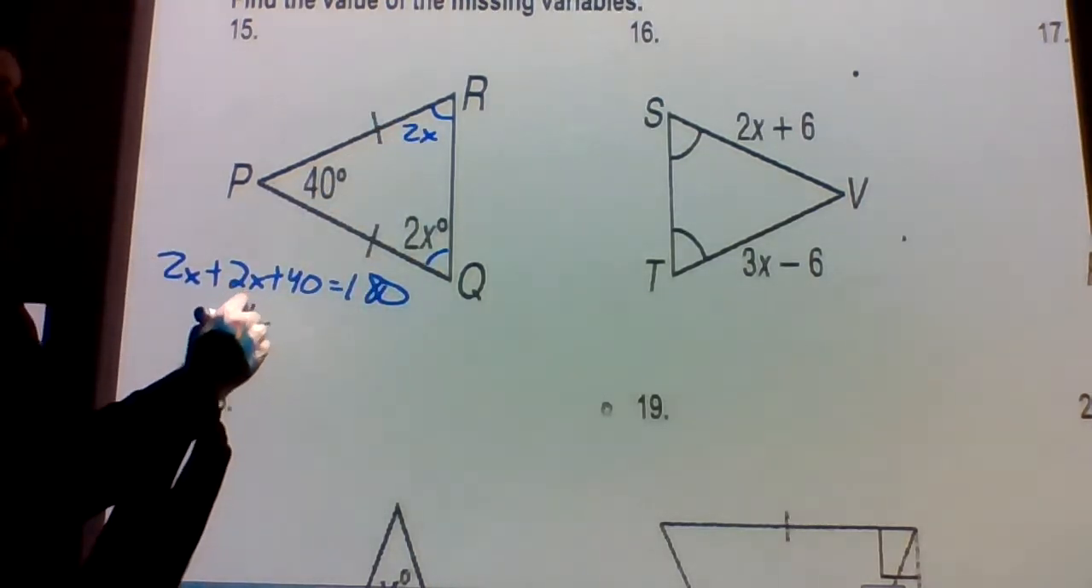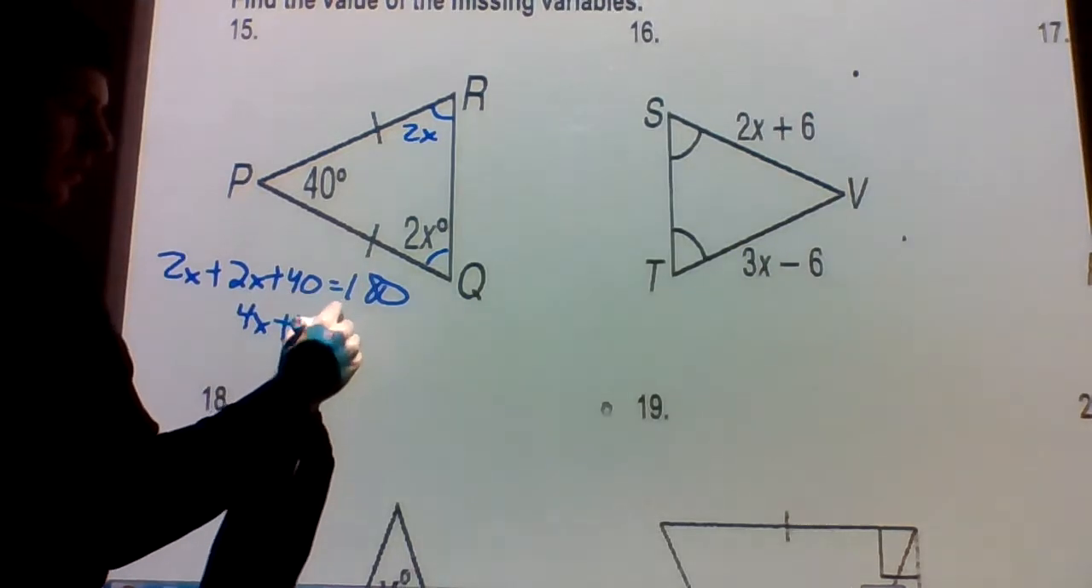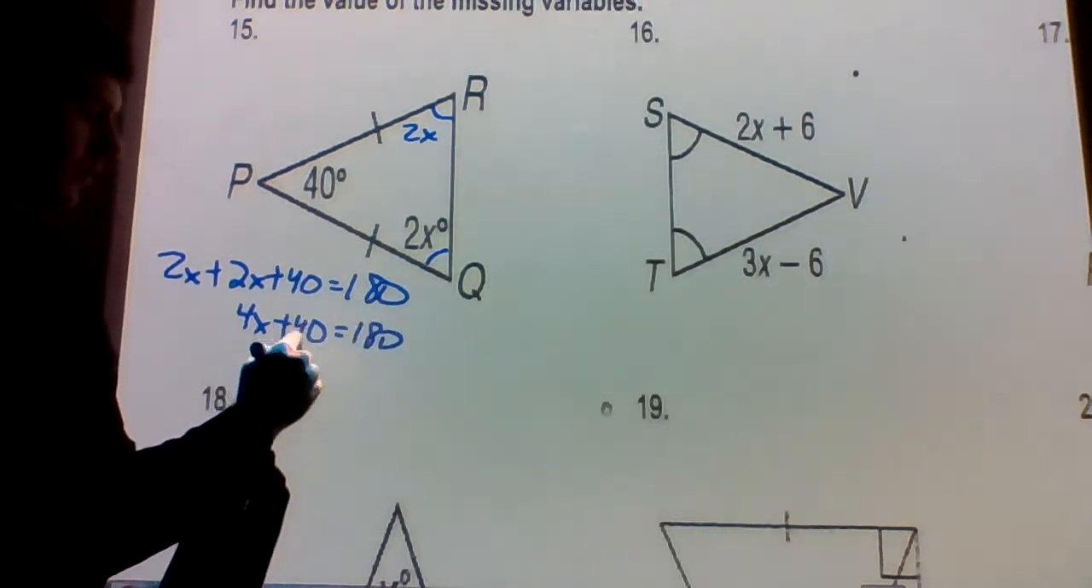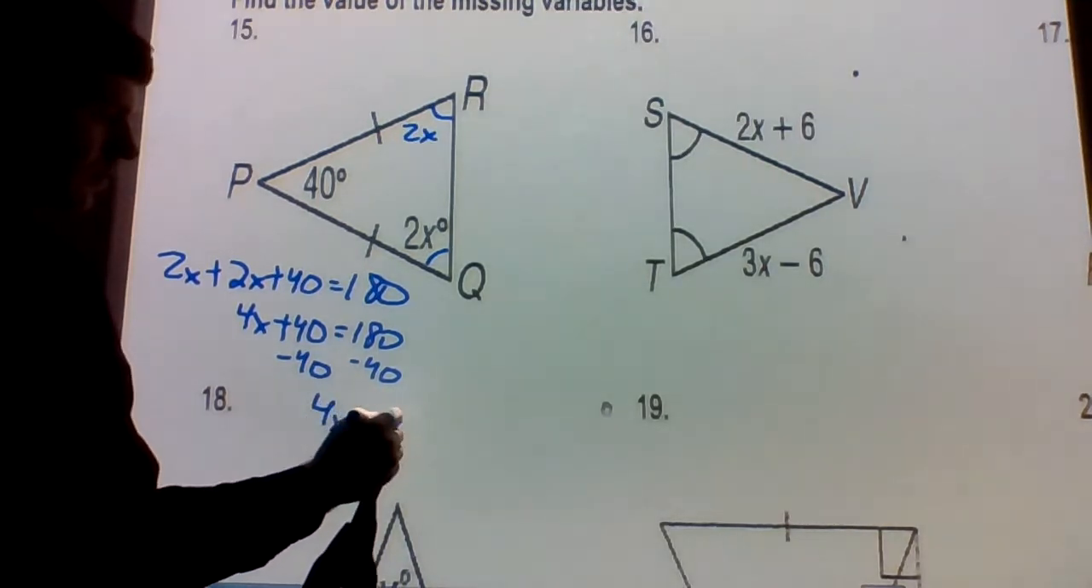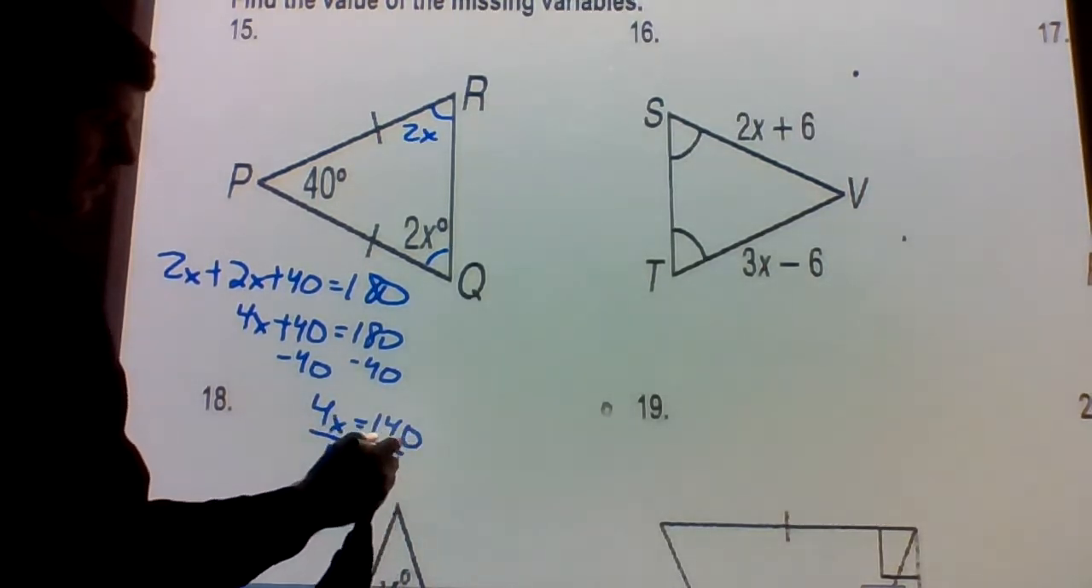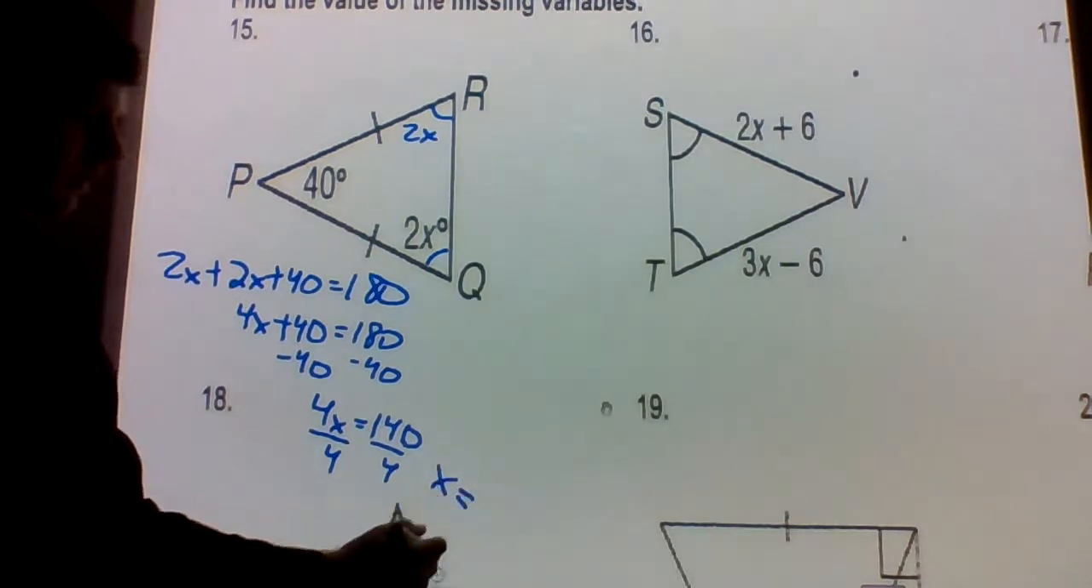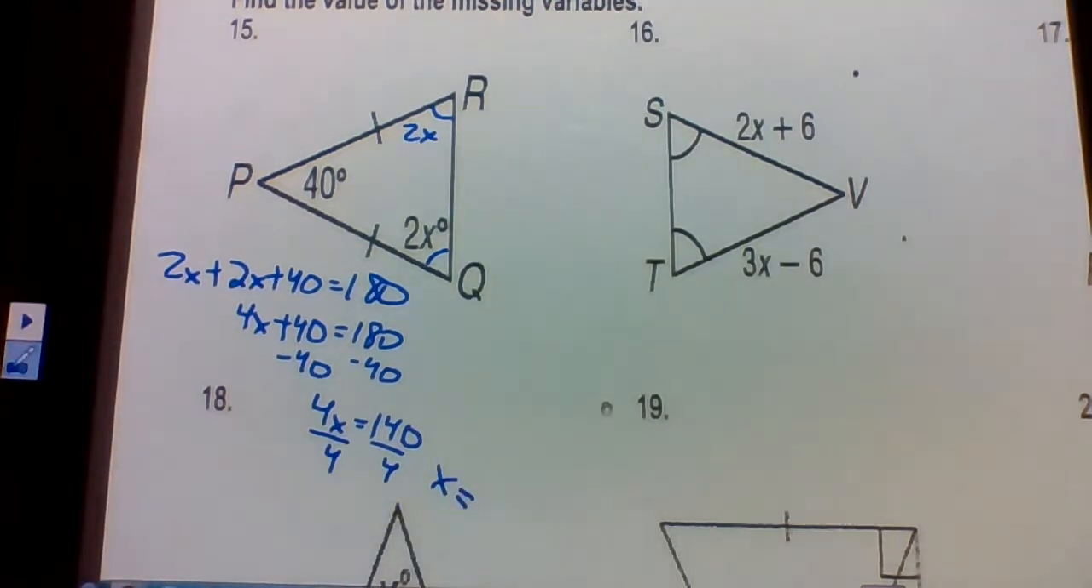So 4x plus 40 equals 180. We subtract 40. We get 4x equals 140. We divide by 4. Okay, and we get x equals 35.